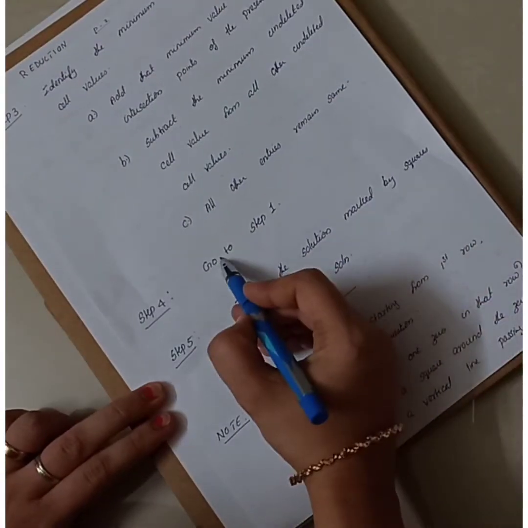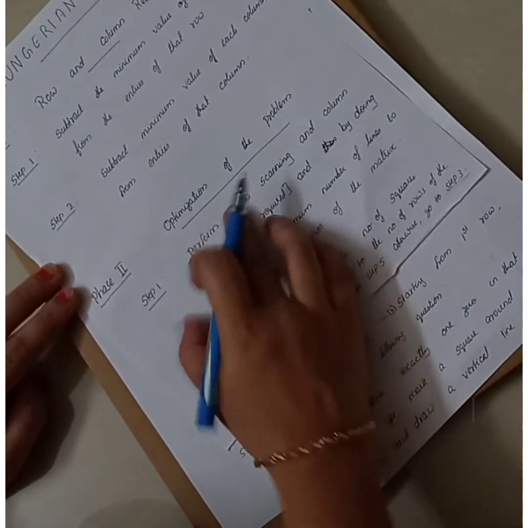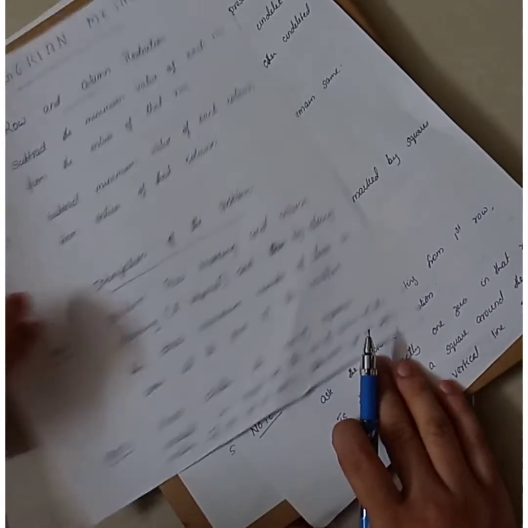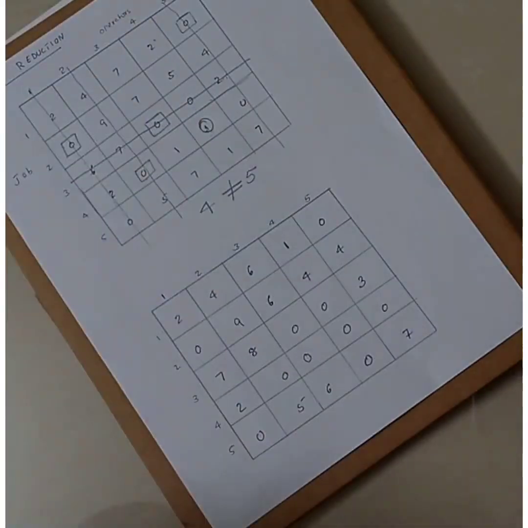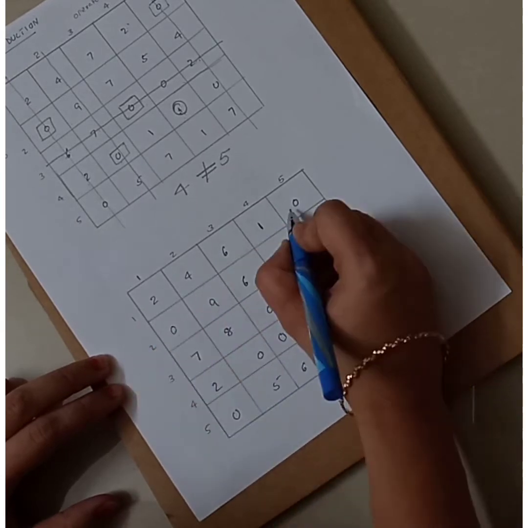Now what is the fourth step? Go to step number 1. Now when you go to step number 1 of the second phase, what is step number 1? Again, perform row scanning and column scanning. After that you have to follow the same procedure. Now you have a new matrix, right? Again you follow the row scanning. First I follow the row scanning.